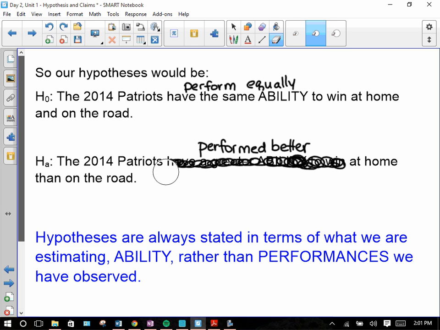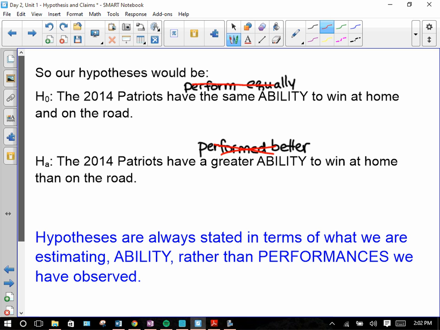Alright? I would cross out "perform better" and replace it with "have a greater ability to win." That make sense? Everything should be ability. And you'll notice it's almost always the same. It's always going to be like "the blank have the same ability" in your situation. And then your alternative hypothesis would be "the blank have a greater or lower form or ability" to whatever the situation.